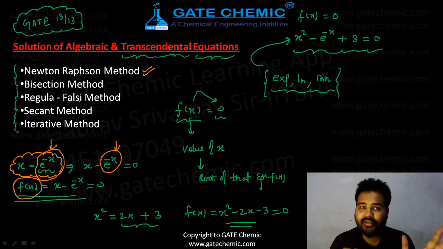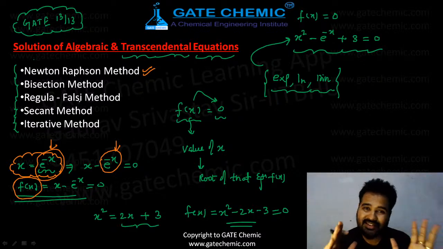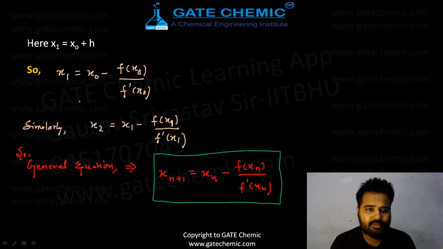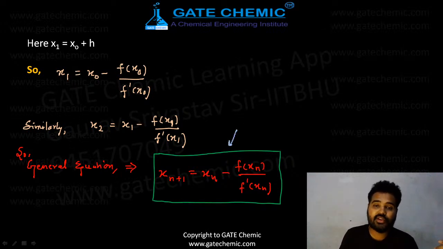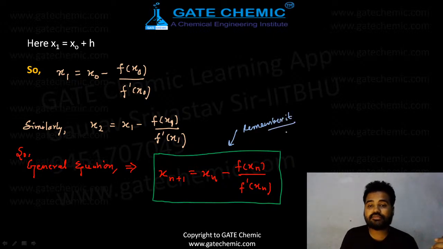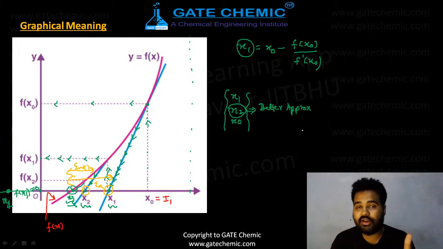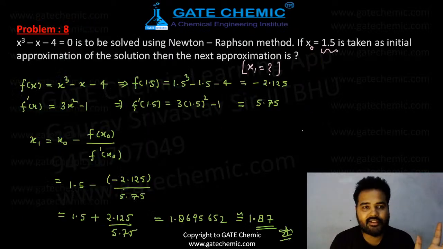Then solution of algebraic and transcendental equation. This is the main sub-chapter of numerical methods chapter. Five methods mainly: Newton-Raphson method, bisection, Regula-Falsi, secant, and iterative. Today I already discussed Newton-Raphson method. So this is your Newton-Raphson method, simple derivation. This is your final equation. Need to remember, please beta, remember it. And this is the graphical meaning: after each and every approximation you are going nearby your real value, exact value.